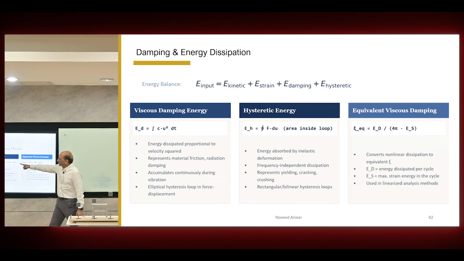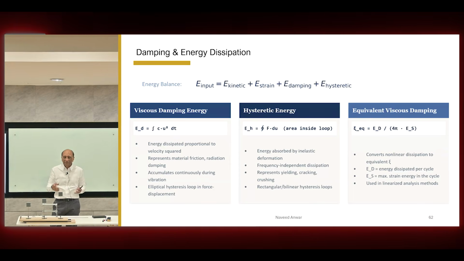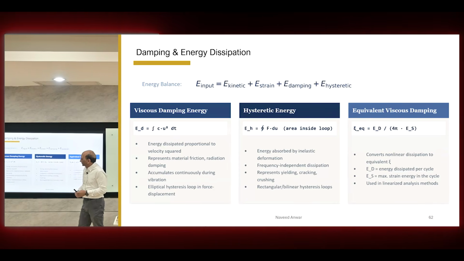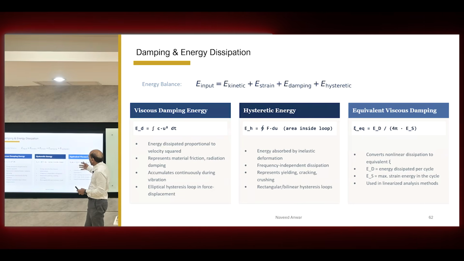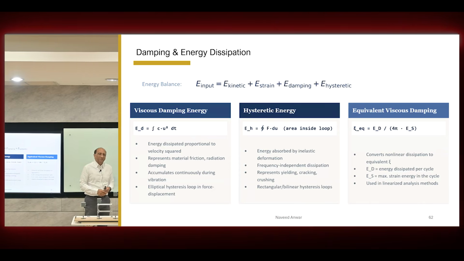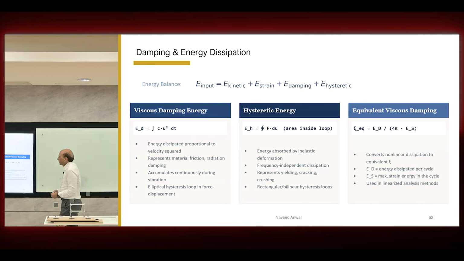Hysteretic damping is when you have cyclic degradation, the structure is going back and forth, cracking and so on. So you accumulate energy in that loop. That is hysteretic damping. And then viscous damping is coming from the material itself, friction, radiation, and so on. And then equivalent damping, which we convert that into applying the total damping. So damping is a very deep subject.